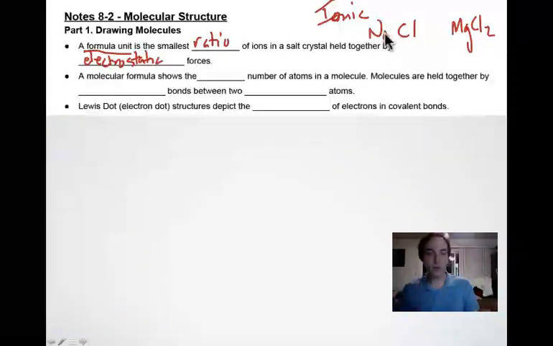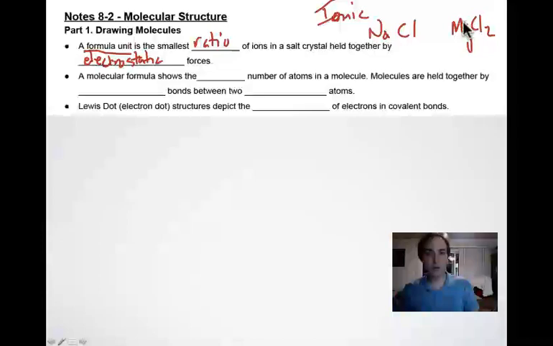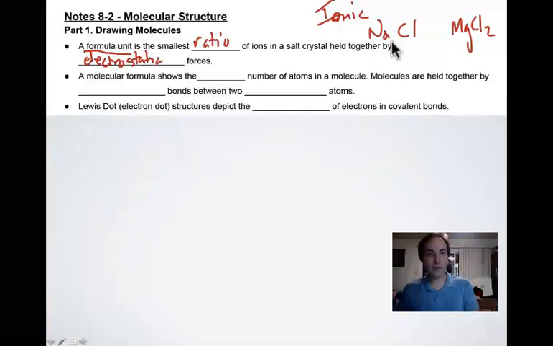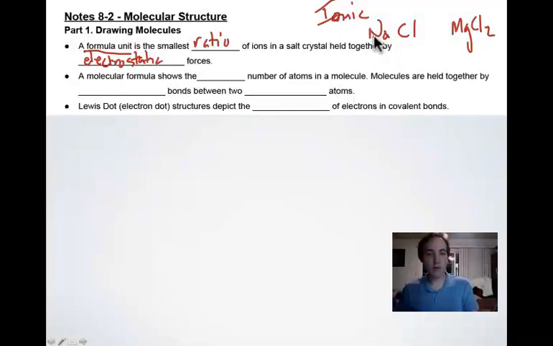So if you had 50 sodiums, you'd have 50 chlorines. If you had 20 magnesiums, you'd have to have 40 chlorines. So it's not telling you the exact number that you have, it's simply telling you that the ratio in your sample of the compound will be 1 to 1 or 1 to 2.